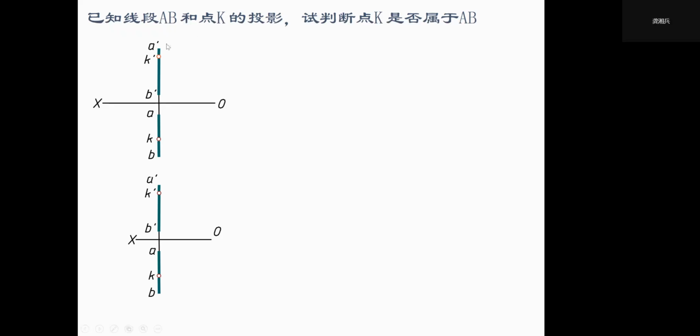You can see from this picture, A'K' divided by this length, is it equal to this length divided by this one or not? From this picture, no. So if A'K' divided by K'B' is not equal to AK divided by KB, not similar. Yeah, not the same ratio. So K is not on the line.